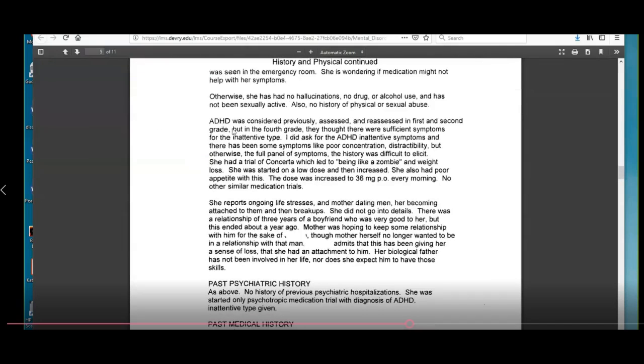She has ADHD, which was considered assessed and reassessed in 1st and 2nd grade, but in 4th grade, they thought there were sufficient symptoms for the inattentive type. I did ask for the ADHD inattentive symptoms, but there has been some symptoms like poor concentration, distractibility, but otherwise, the full panel of symptoms, the history was difficult to elicit. She had a trial of Concerta, which led to being like a zombie, and weight loss. She was started on a low dose and then increased. She also has poor appetite with this. The dose was increased to 36 every morning.